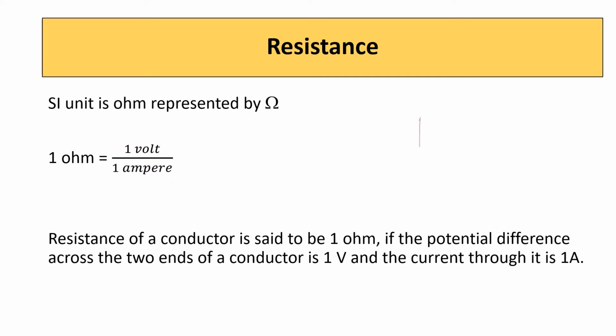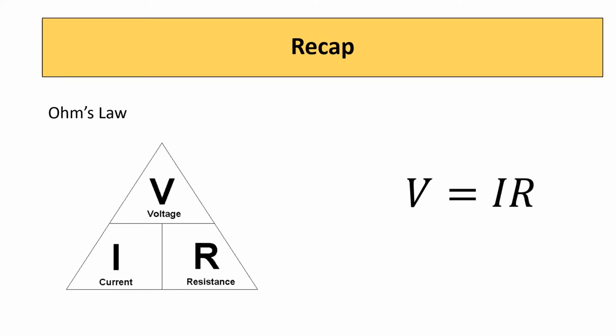We know resistance R is equal to V by I. If you want 1 ohm of resistance, V should be 1 volt and I should be 1 ampere. In this class, we learned about Ohm's law. According to Ohm's law, V is equal to IR.